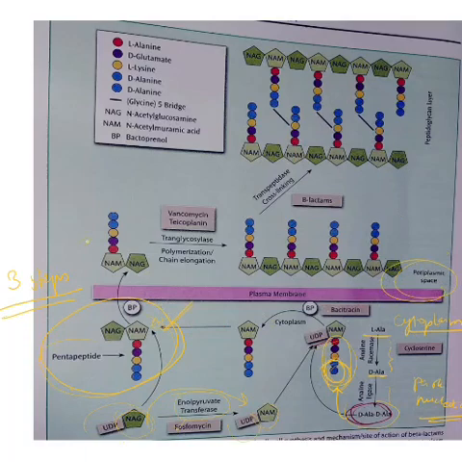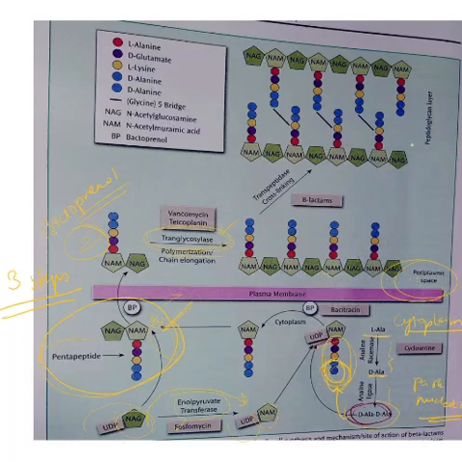The next step happens in the periplasmic space. We have a lipid called bactoprenol, which acts as a carrier carrying NAG-NAM pentapeptide across the membrane into the periplasmic space. As soon as it enters the periplasmic space, it forms a long chain, which is a polymerization step, and this happens with the help of the enzyme transglycosylase.